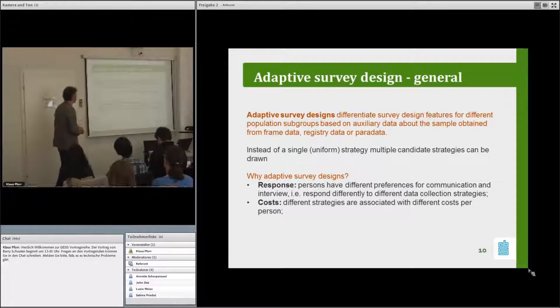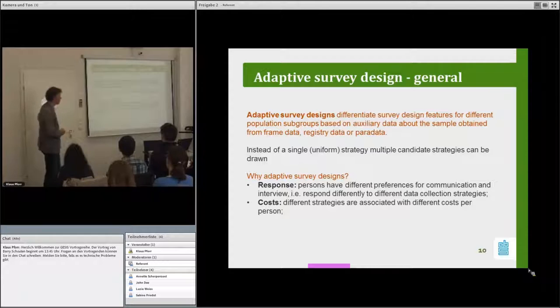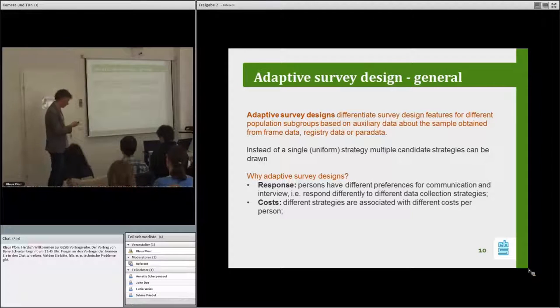The other important aspect is that it's not just about response, it's about costs, of course, because in theory I could just allocate an arbitrary amount of resources and maybe I get a balance, but I don't have the budget. So if I need to stay within budget in some way, that's the element that makes adaptive survey designs require optimization. So, what's the best way to do it given the budget?